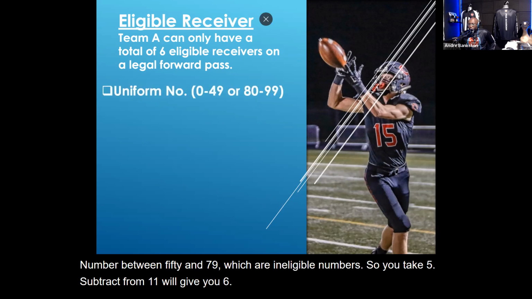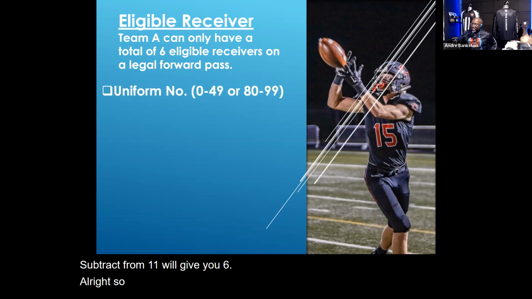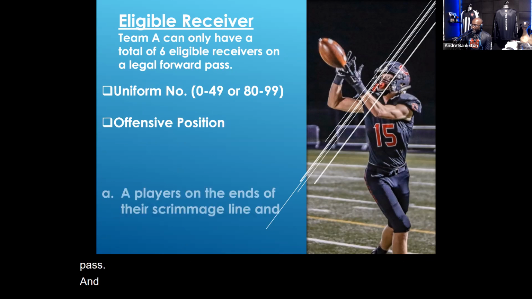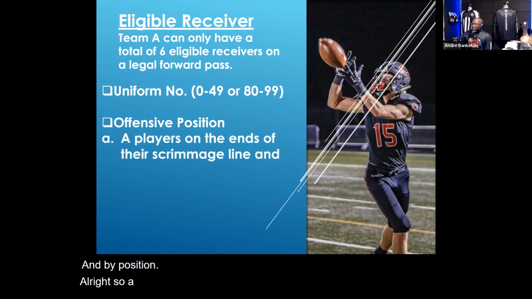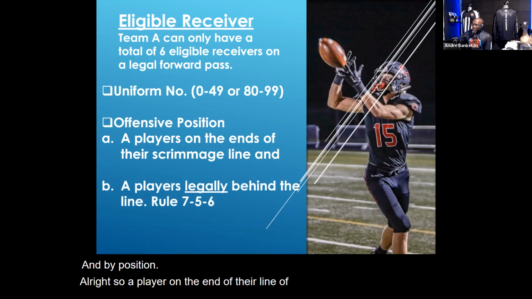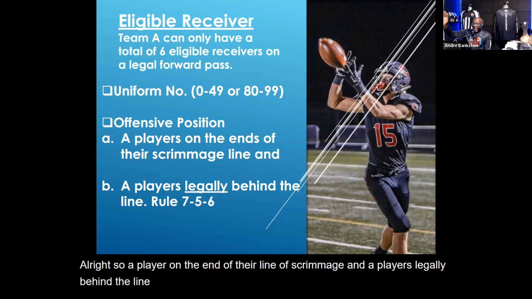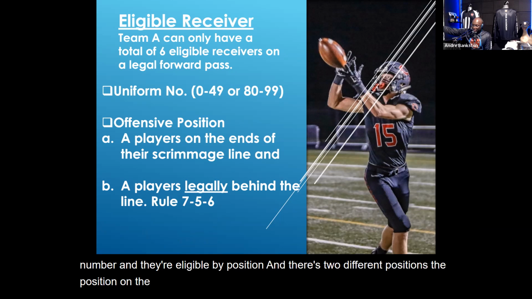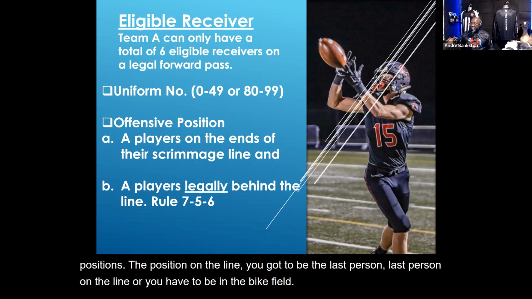All right. So uniform numbers 0 through 49 and 80 through 99 are eligible numbers for a pass, and by position. So a player on the end of the line of scrimmage and players legally behind the line. So those who are eligible receivers are eligible by number and eligible by position. And there's two different positions. On the line, you have to be the last person on the line, or you have to be legally in the backfield.